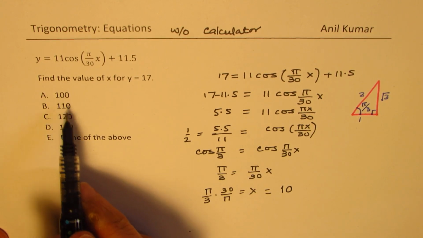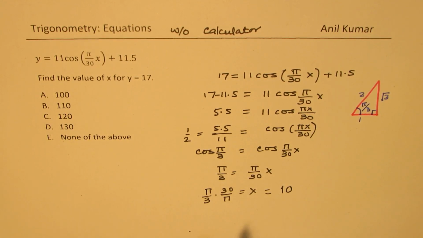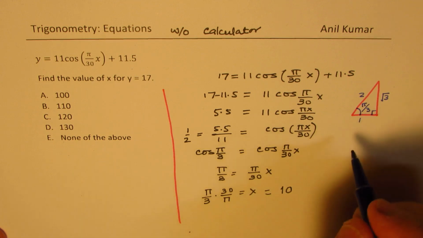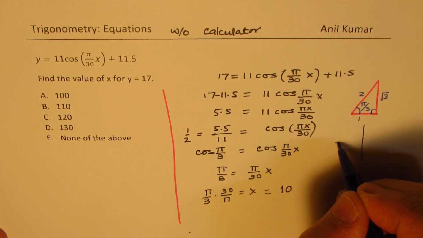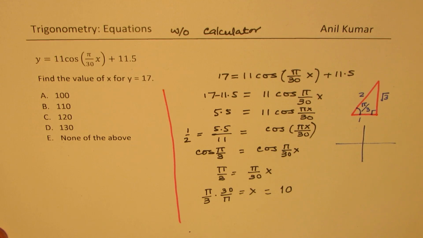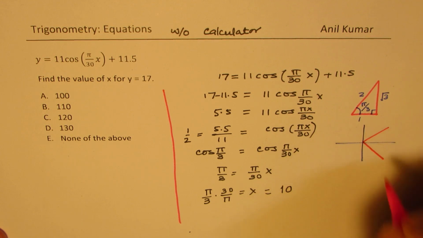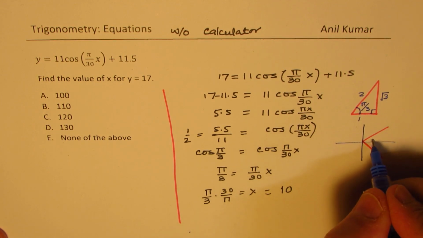However, in the answers given, we do not have this 10 as our answer. So what can we do now? Well, in that case, we need to find the period of this function, and then we see when this will be repeated. Another important thing at this stage is to understand that cosine is positive half at two different places in one cycle.